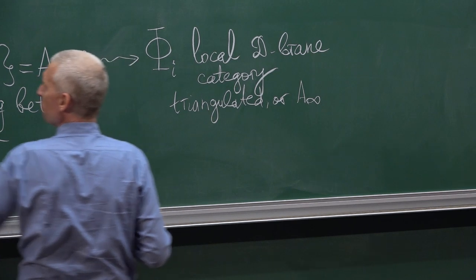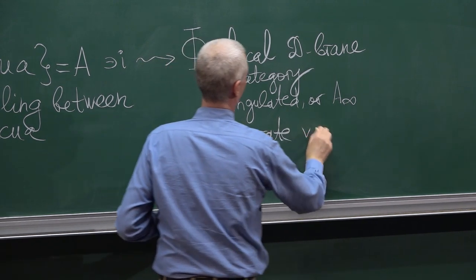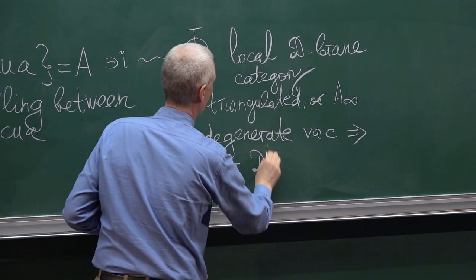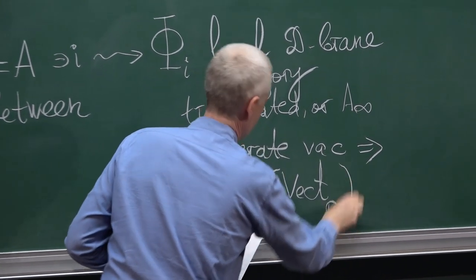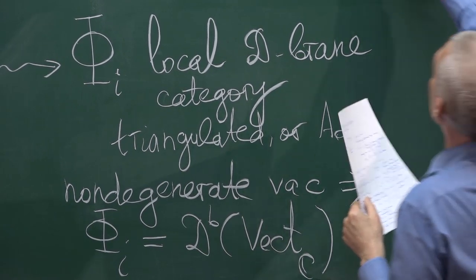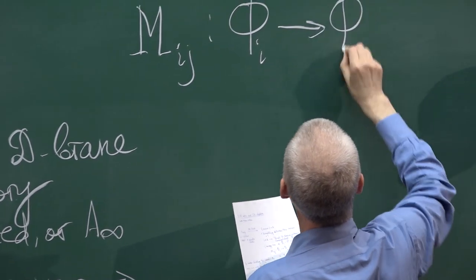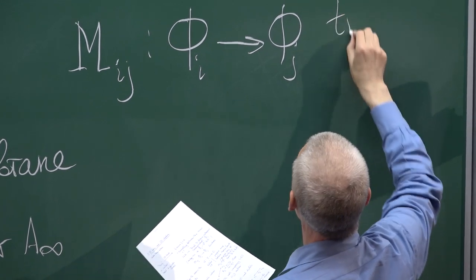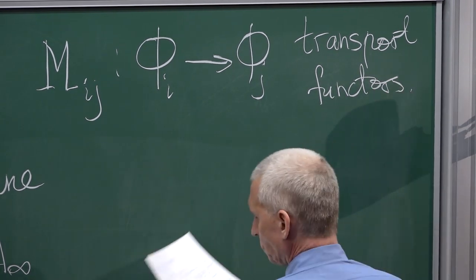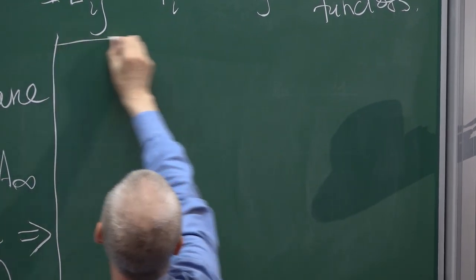So in the simplest case of a non-degenerate vacuum, the local category Φ_i is the simplest possible triangulated category, the derived category of vector spaces over the field C. So this is one type of data at the vacuum, and the tunneling effect is encoded in functors M_ij from Φ_i to Φ_j. They are called transport functors.